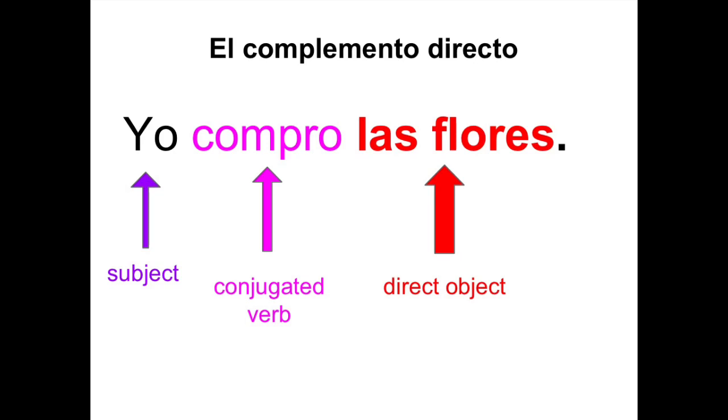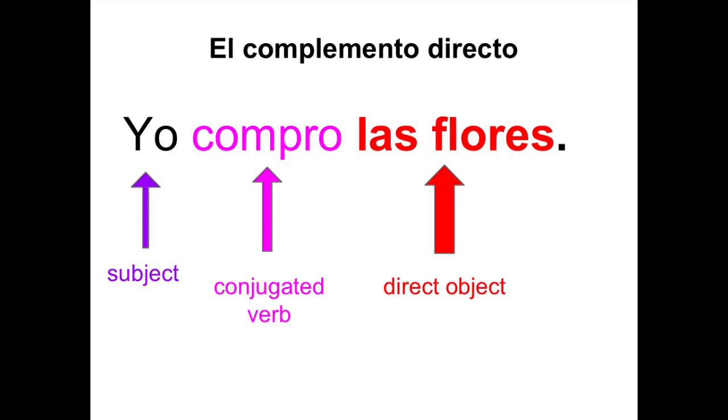In order to understand what direct objects and direct object pronouns are in Spanish, let's take a look at an example sentence. Yo compro las flores. The word yo represents the subject or the word I, while compro is my conjugated verb, meaning I am buying. Finally, the word las flores is my direct object and means the word flowers.